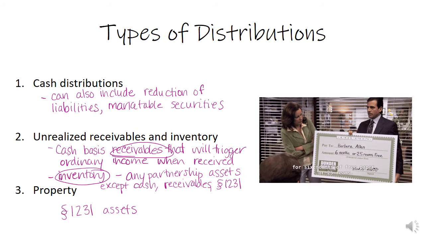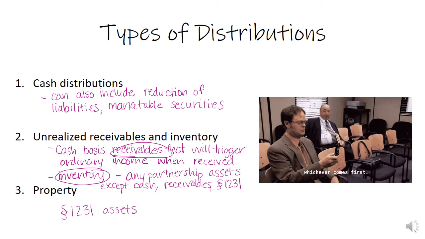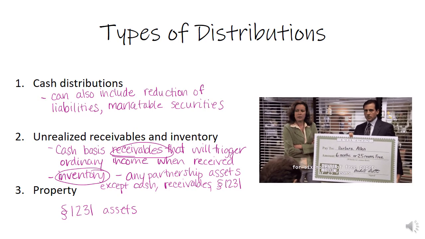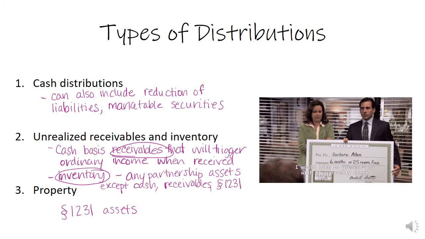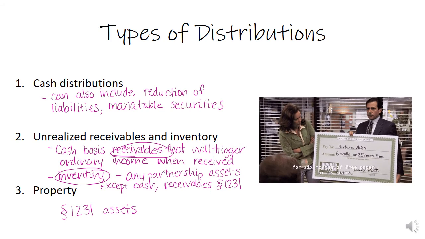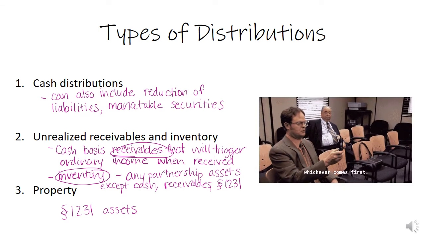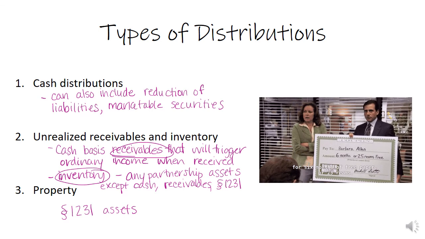Now, when distributions are being made, they're made in that order, and the gain or loss provision is considered in that order. You'd first evaluate the effect of a cash distribution on the partner's basis, then the effect of an unrealized receivable or inventory distribution, and then a property distribution.